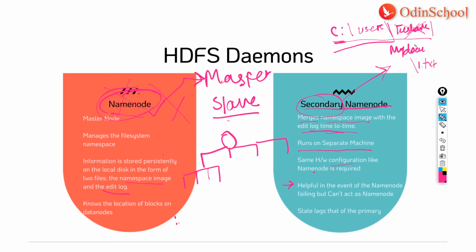And that particular reason makes HDFS not a highly available file system. It does not have that highly available file system property. So again, I'm repeating, the secondary name node cannot act as a name node. It is just for backup purposes. Whenever failure occurs for the name node, some data loss is certain, because the secondary name node's state lags behind that of the primary, which is the master name node.